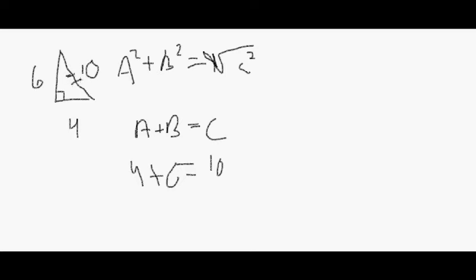So 6 plus 4 is 10, plus 10 is 20. So the perimeter of this right triangle is 20. Alright, now to find the area.